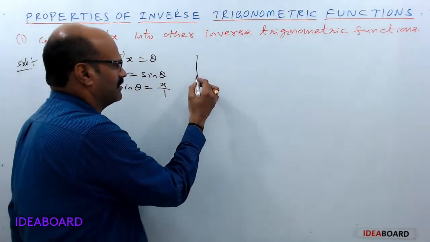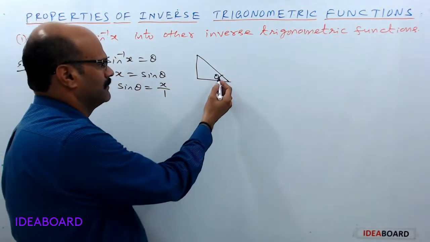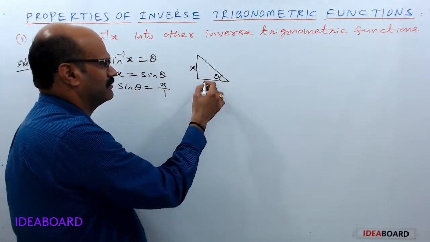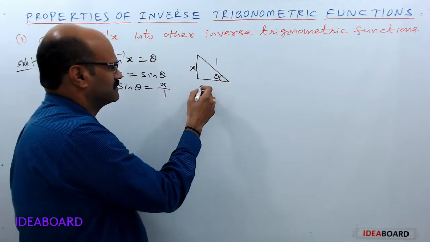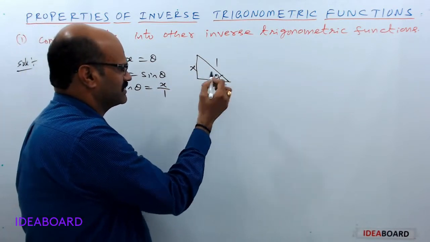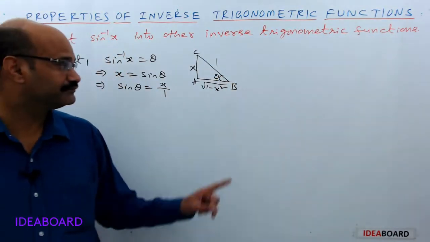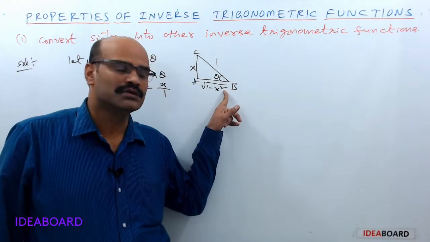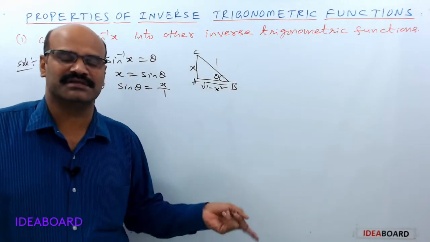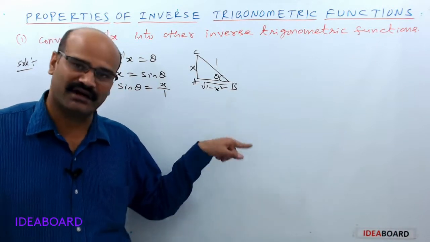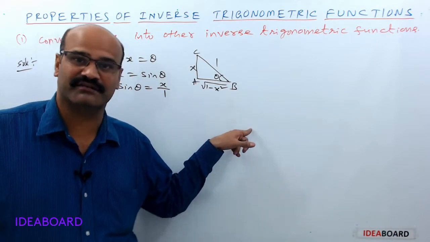Let me take a right angle triangle. Sin theta equal to x by 1, opposite side by hypotenuse. The adjacent side is the square root of 1 minus x square. Let ABC be a right angle triangle. Now we should write sin inverse x in terms of cos inverse, tan inverse, cot inverse, secant inverse and cosecant inverse.